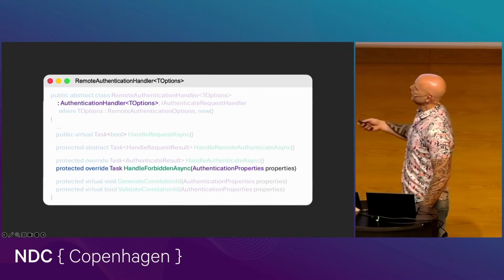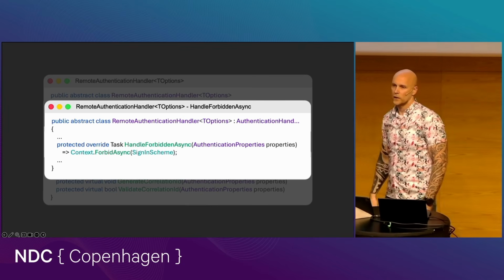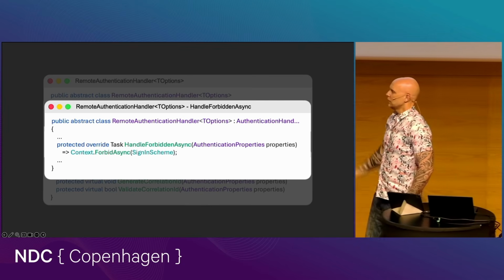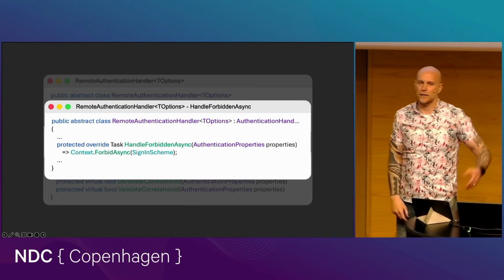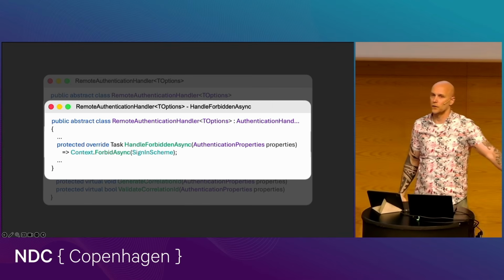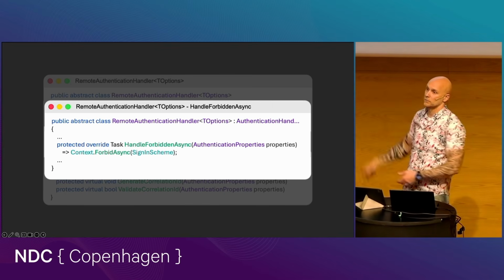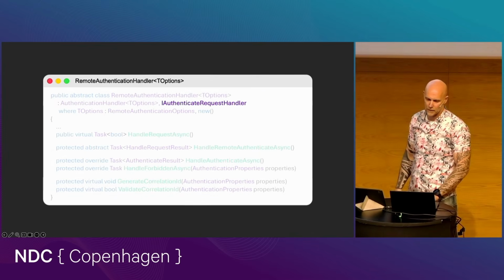Forbidden is kind of interesting. It's the only other one they override, and it's a one-liner. Basically, if somebody needs to be forbidden, that's not my problem; let's ask the other thing. So very likely this ends up being, hey, cookie authentication handler, there's a forbidden thing, what do you want to do? And cookie authentication then redirects the user to sign in. That's kind of how it works.